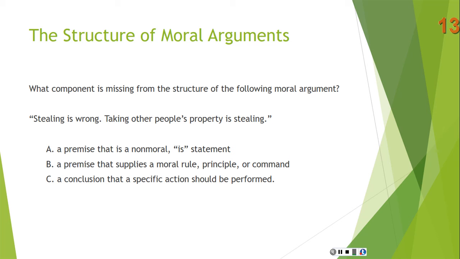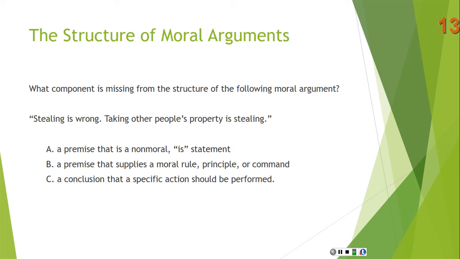We're missing the conclusion. We have a premise that is a non-moral is statement. The premise that is a non-moral is statement is this one: taking other people's property is stealing. All right, that's a non-moral is statement. We have a premise that supplies a moral rule, principle, or command: stealing is wrong. Now we just need the conclusion.